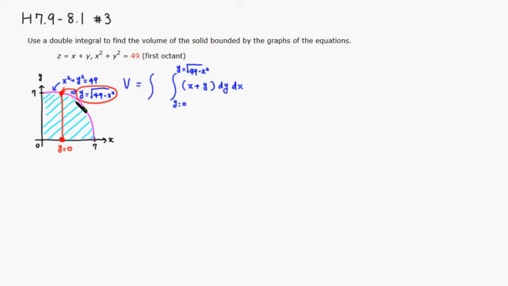So in order to cover the entire quarter circle, we need to start from x equals 0, which is right here. So x equals 0. Then keep on increasing the x value until it covers the entire quarter disk. So the ending point would be x equals 7. Right? So the lower limit is x equals 0 and the upper limit is x equals 7. Right?